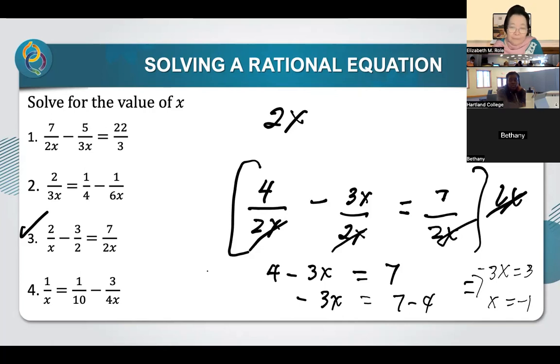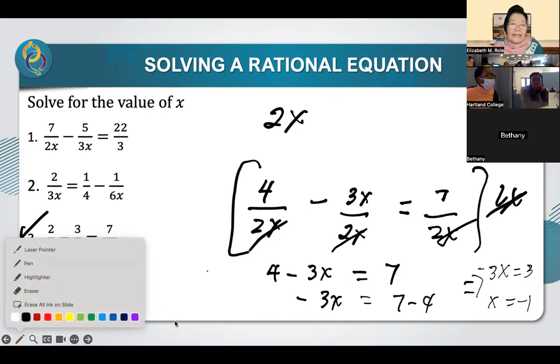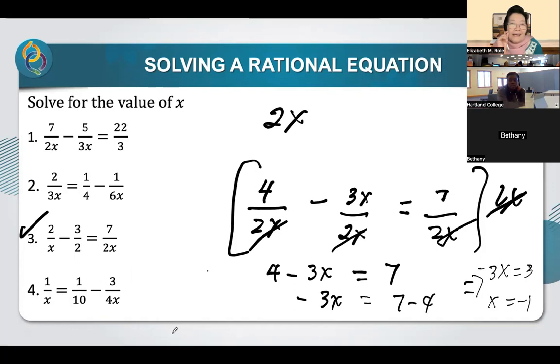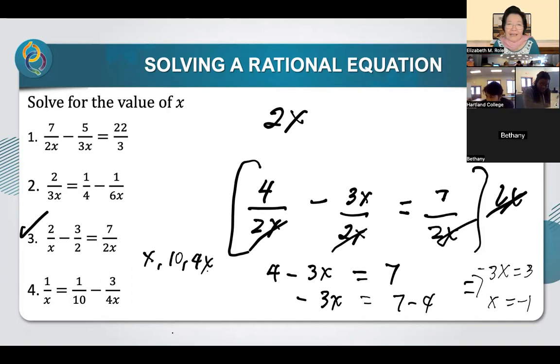What's the LCM for number 4? Can it be 2x? No. The LCM should always be greater than or equal to one of the denominators; you don't have an LCM that is smaller than any of those denominators. You now have x, 10, 4x. So it cannot be 10. It cannot be less than 10. Yes, it should not be less than 10. But it can be 14.